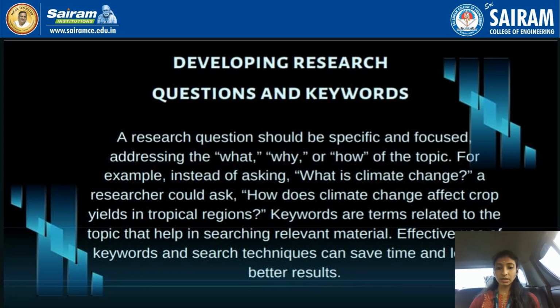Effective keywords and search techniques can save time and give better results. Let us see an example question. Instead of asking what is air pollution, a researcher should ask: how does air pollution affect people's health in big cities? The first question is too broad and general, but the second question is focused on a specific issue related to health and location, which is big cities, making it easier to research and find meaningful answers.